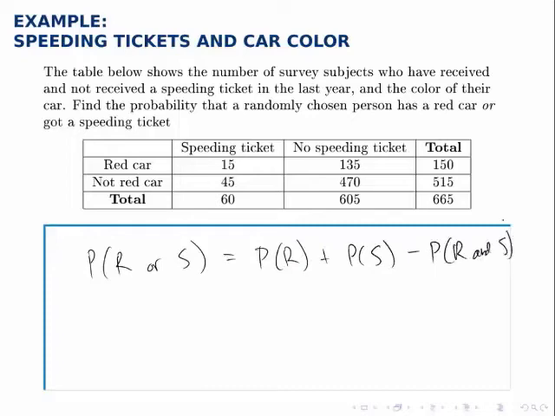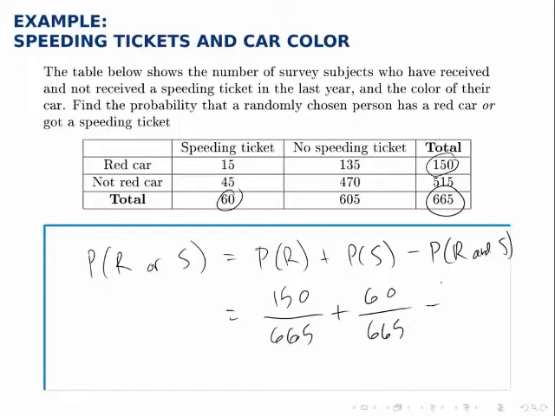Again, since these events are not mutually exclusive, since they can happen together, we need to consider the overlap and subtract it off. Since we're selecting from a group of 665 total people, that'll be the denominator for each piece. The probability they had a red car, well, the total number of people in this group who had a red car was 150. 15 of them got a speeding ticket, 135 didn't. But a total of 150 people in this group had a red car. The total number of people who got a speeding ticket is 60, because 15 people with a red car got a speeding ticket, and 45 people without a red car got a speeding ticket, for a total of 60.